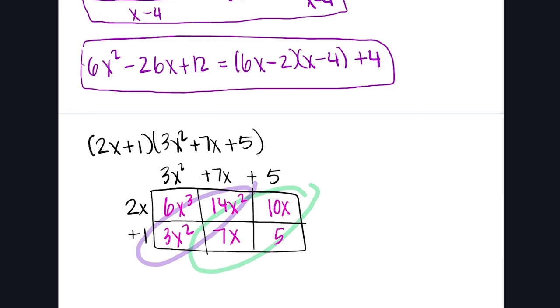So when I write out my answer, I would say this is equal to 6x cubed. Add the diagonals. 14 plus 3 is going to give me 17x squared. 10x plus 7x is going to give me also a 17x. And then we have the 5.